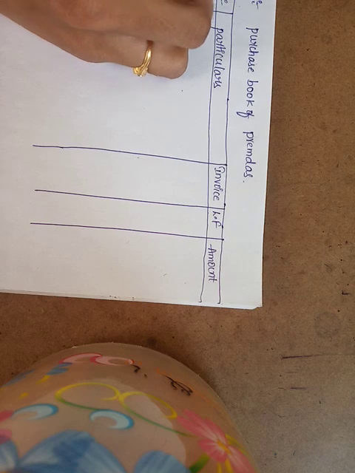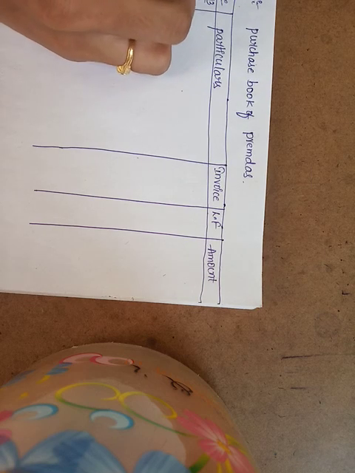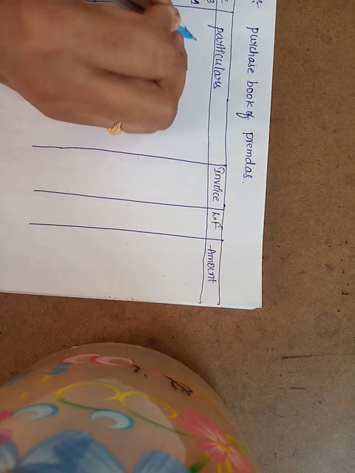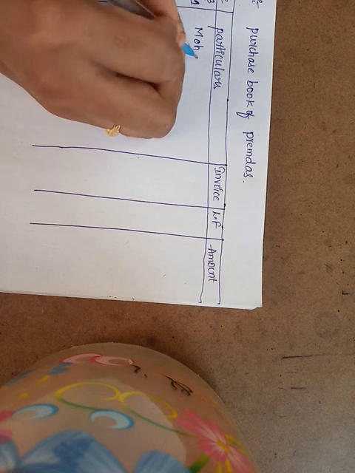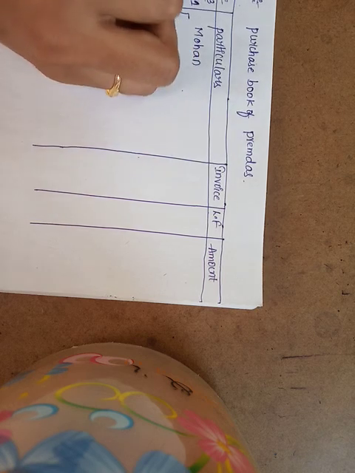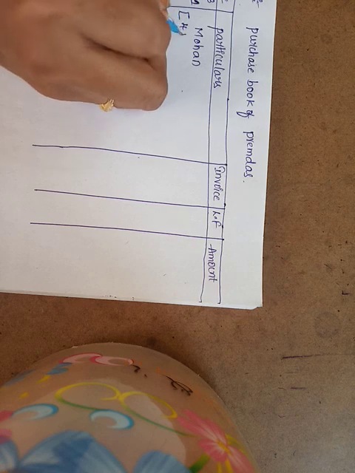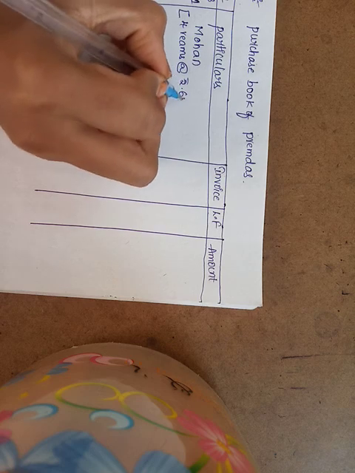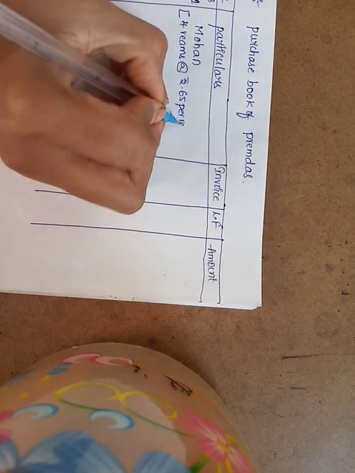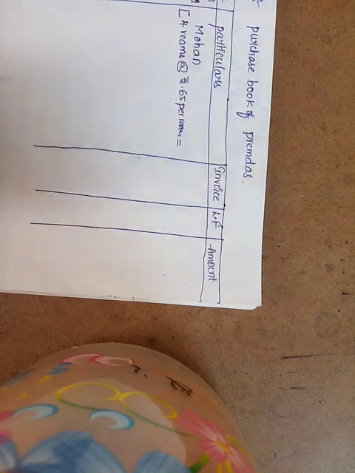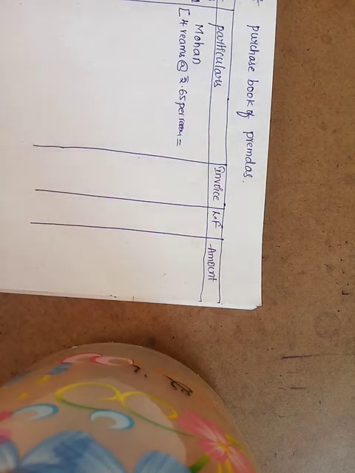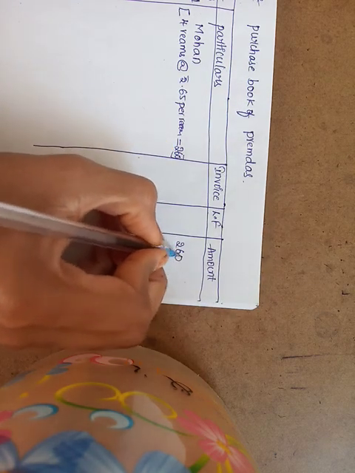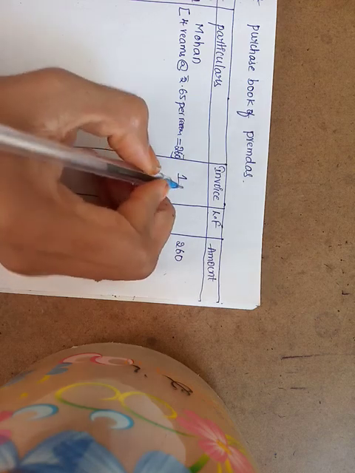Okay, on Jan 1st, purchased from Mohan. Here we write the supplier's name. So that is Mohan. How many? 4 reams of white paper at rupees 65 per ream. Total is how much? 4 into 65 is 260. So this amount we write under the amount column. Under invoice, the number is 1.